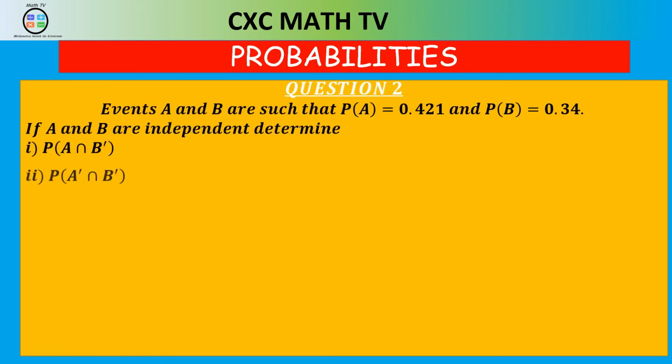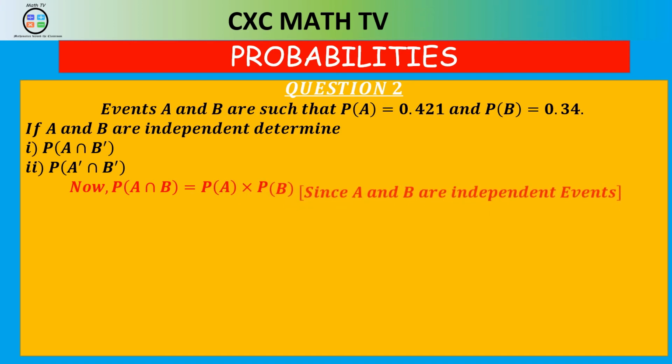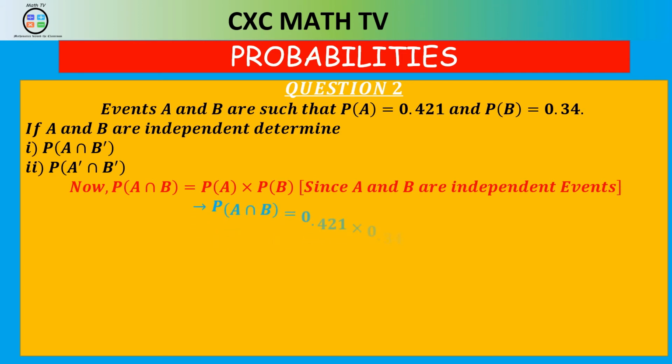Events A and B are such that the probability of A is 0.421 and the probability of B is 0.34. If A and B are independent events, determine the probability of A intersect B complement and the probability of A complement intersect B complement. Now again, the probability of A intersect B is going to be the probability of A times the probability of B because A and B are independent events.